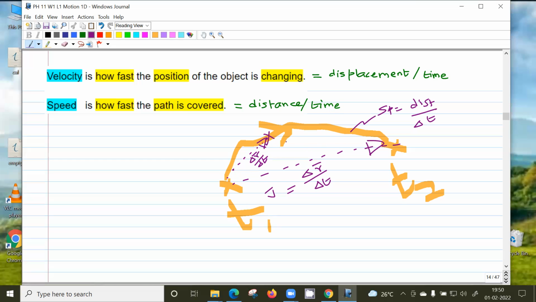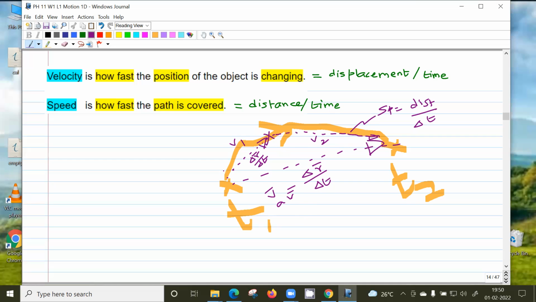After that I can have one more velocity when it moved from here to here, say v2, v1. This is in some sense average because I'm not bothering how it went in between. I'm just taking the full thing and calculating the velocity. So when I take a finite time interval, it becomes average velocity.